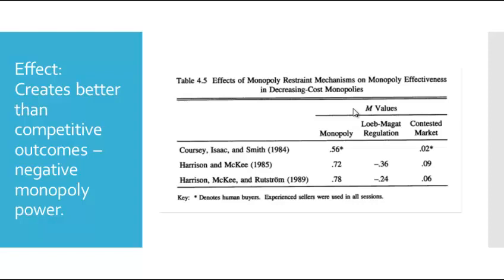The second type of regulation is a contested market where you allow other people to enter, and so the source of restraint on a monopoly is the threat of entry. So how well does that work? Well, in this particular case, it seems that the contested market also reduces market power in these experiments, because the value of the monopoly power is 0.2, 0.9 and 0.6, which is much less than the monopoly power.